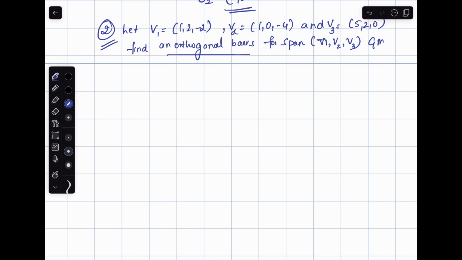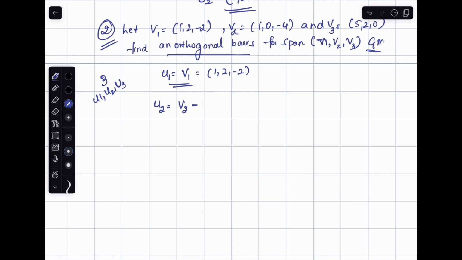Don't get confused. In the exam they might specifically ask you to solve using Gram-Schmidt. Anyhow, you can solve it at your convenience. The first thing is u1 is equal to v1. We have three vectors, v1, v2, v3, and we have to find u1, u2, u3. So u1 is equal to v1, which is 1, 2, minus 2. Now the first step is done. Now we have to find u2.